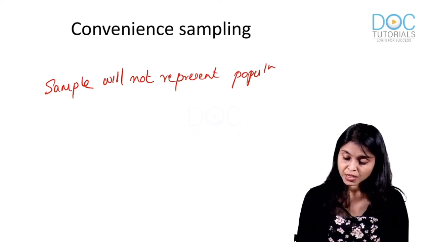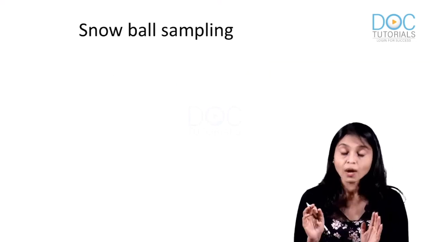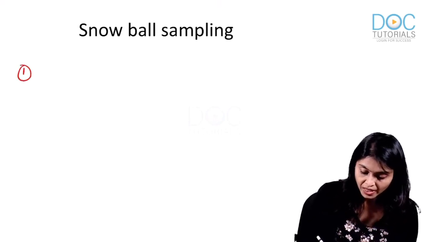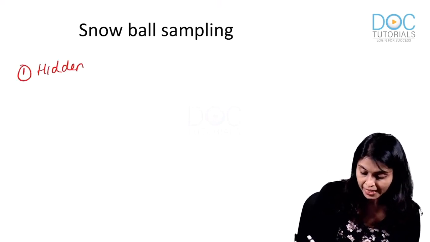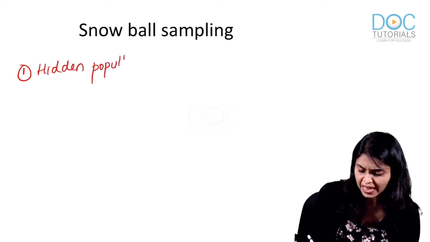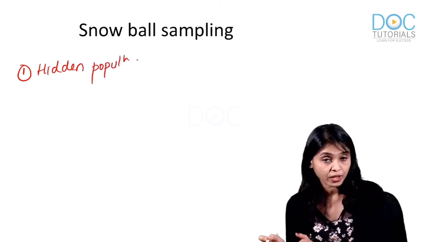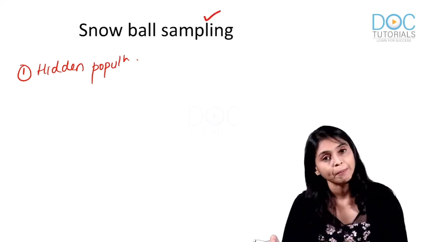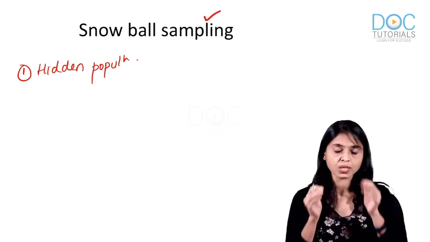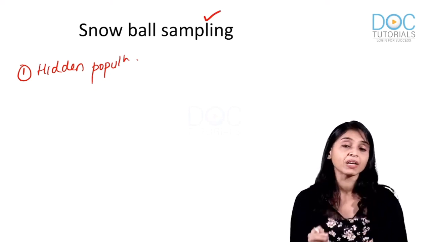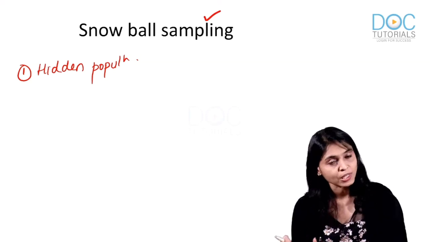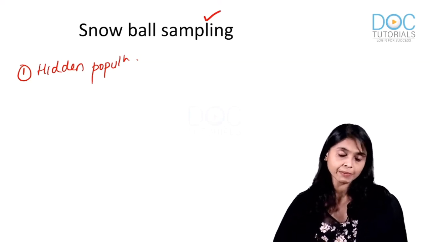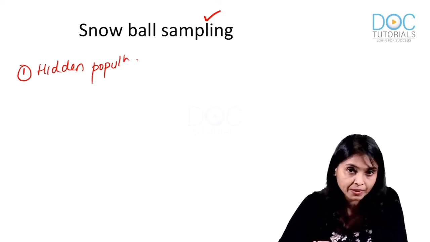Second is snowball sampling. Okay, now what is this? First MCQ from snowball sampling. It is done to study hidden population. Hidden means difficult to access population. If you want to study difficult to access population, you can do a snowball sampling. Let's take one example. Suppose I want to study the prevalence of STD among commercial sex workers. They are a hidden population, very difficult to access. Here I can make use of snowball sampling.